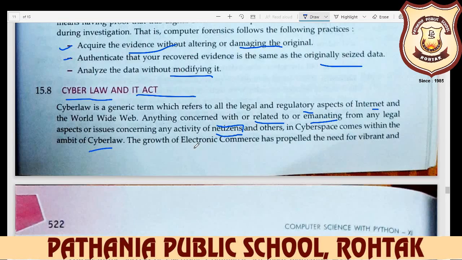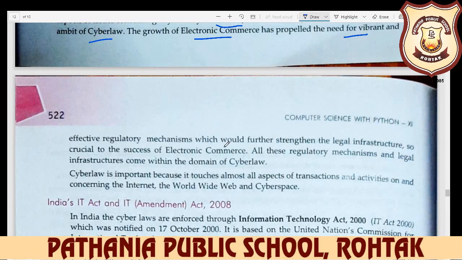The growth of electronic commerce has propelled the need for vibrant and effective regulatory mechanisms which would further strengthen the legal infrastructure so crucial to the success of electronic commerce. Cyber law is very important because it touches almost all aspects of transactions and activity concerning the internet, the world wide web, and cyberspace.